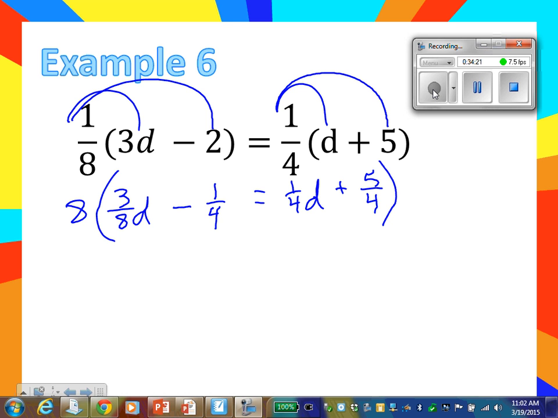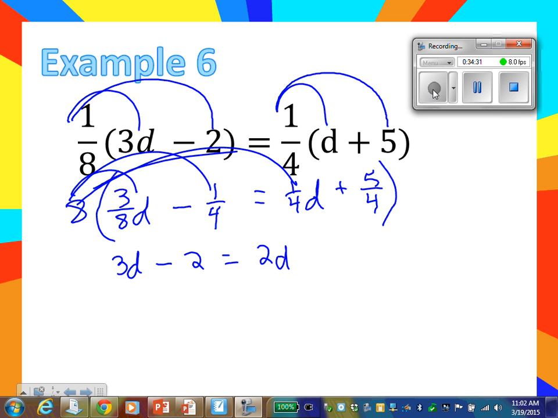Okay, so when you times this by 8, you get 3D. When you times this by 8, you get negative 2. When you times this by 8, you get 2D. And when you times this by 8, you get 10. Okay, much easier now that all my fractions are gone. Step 3, combine like terms. Combine anything over here, Brandon? Combine anything over here. No. Step 4. Put your variables on one side, put your numbers on the other.